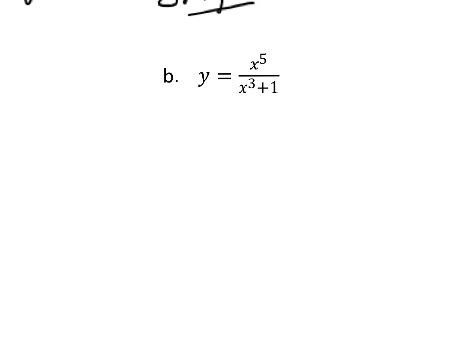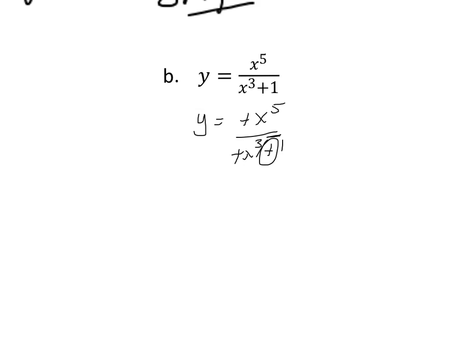Y-axis symmetry. Is that going to work? Let's see. So I get negative x to the 5th over negative x cubed plus 1. Now, okay, hold on here. I can't just cancel these two negatives out. Why? Because of that plus 1 right there. So if I change those two, I've got to change that one to a minus. So is there y-axis symmetry? No. Close, but no cigar.